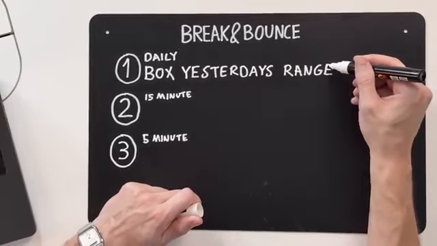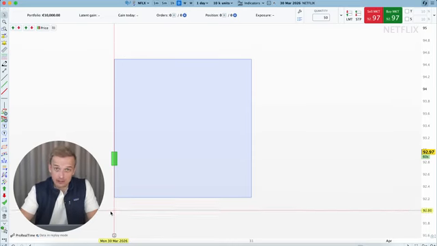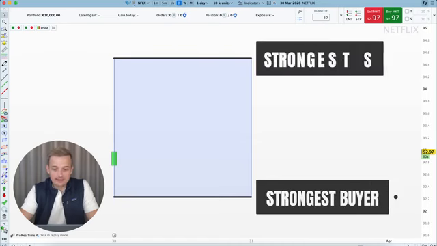The daily candle is the blueprint for this strategy, and it's so important because there's liquidity resting above your previous day high and there's liquidity resting below the previous day's low. This is the level where the strongest buyer got in yesterday, and this is the level where the strongest seller got in yesterday. What's great is that there's no bias in this strategy.